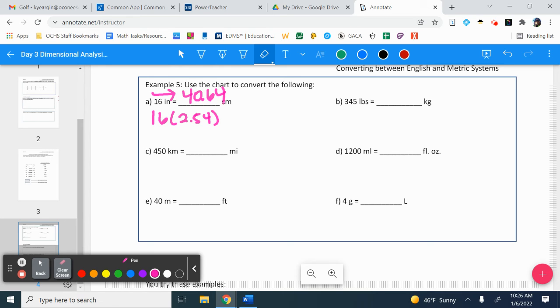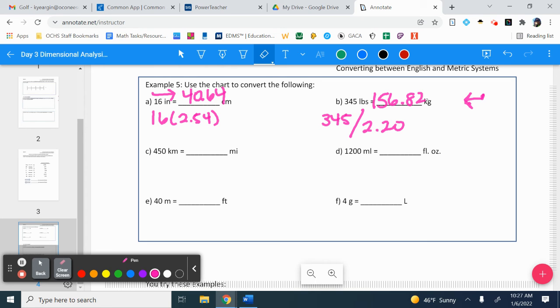40.64 centimeters. For part B, I'm looking at pounds, and I'm converting those pounds into kilograms. Pounds are on the right side of my chart, and I'm converting into kilograms, which means I'm going to divide. So I take 345 and divide that by the value that's given, which is 2.20, and I get 156.82. The reason I get 82 is that it's actually 81 repeating. The 8 is going to tell the 1 to round up.